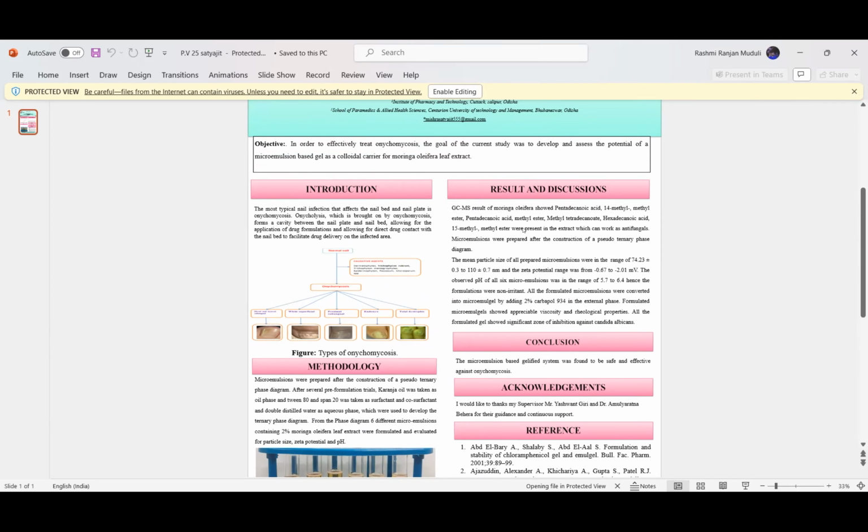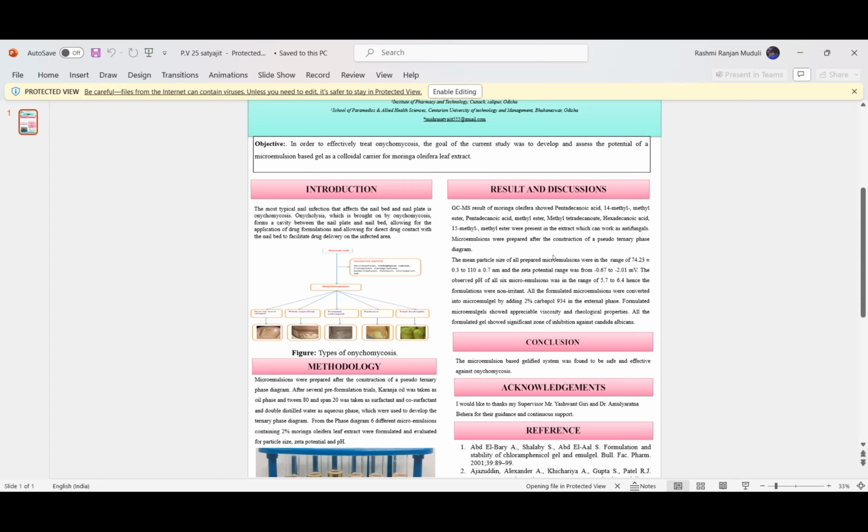The mean particle size of the prepared microemulsions ranged from 74.23 ± 0.3 to 110 ± 0.7 nanometers, and the zeta potential was found to be from minus 0.672 to minus 2.01. The observed pH of all six microemulsions was in the range of 5.7 to 6.4. Hence, the formulations were non-irritant.